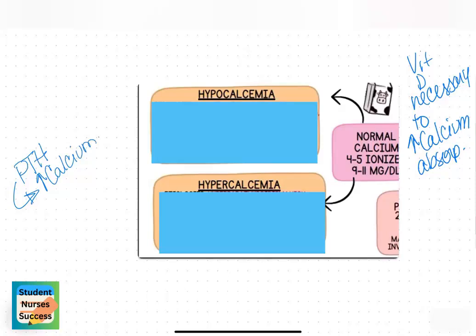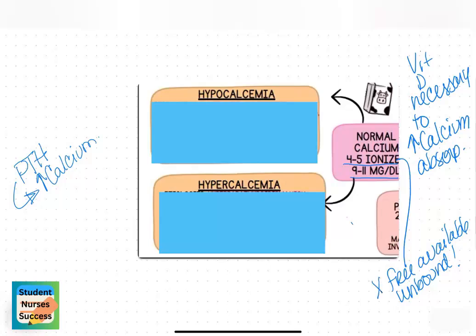With calcium, there's actually two blood levels, and you can kind of see them here. 4.5 ionized and 9 to 11. The ionized blood level is what is free and available. It is unbound. Ionized calcium level is the best indicator of available calcium in the body. So let's talk about low calcium and high calcium.